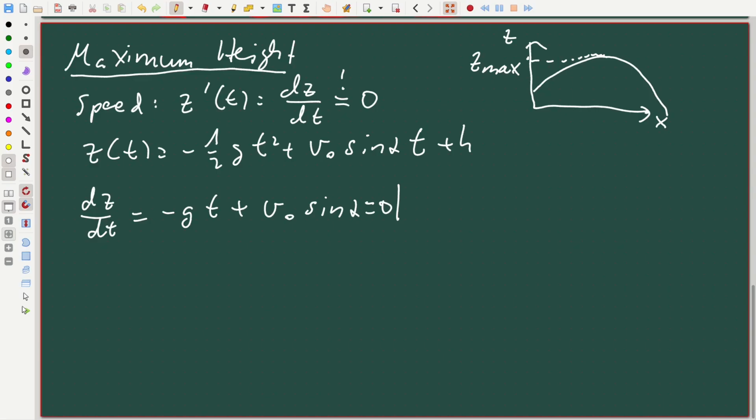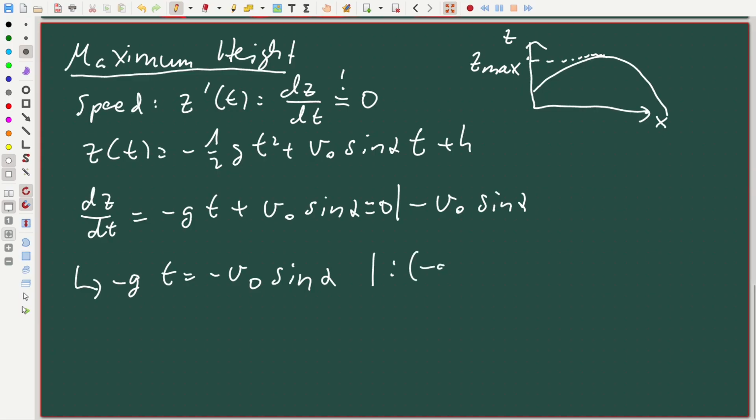So in the next step, we can bring our v0 sine alpha to the other side. And this then results in gt is equal to v0 sine alpha. And then we can also divide by g. So then we get here t equals v0 divided by g times sine alpha. And this is our t max, the time when our object reaches its maximum. So this is again another important formula, I would say, so we can highlight that.